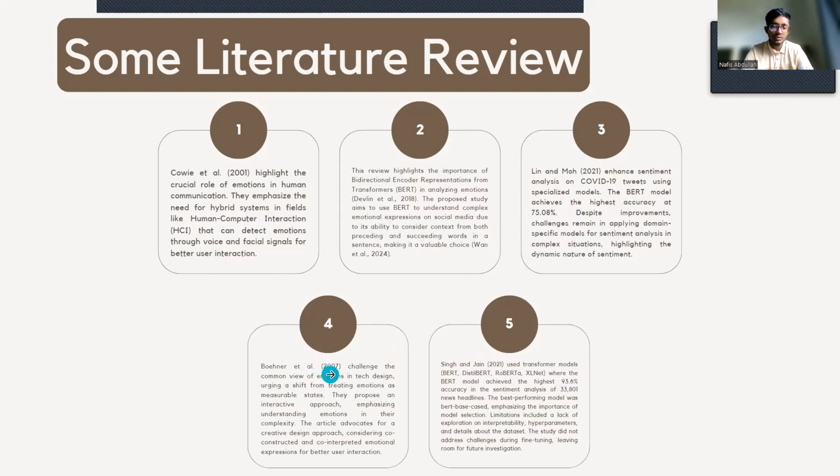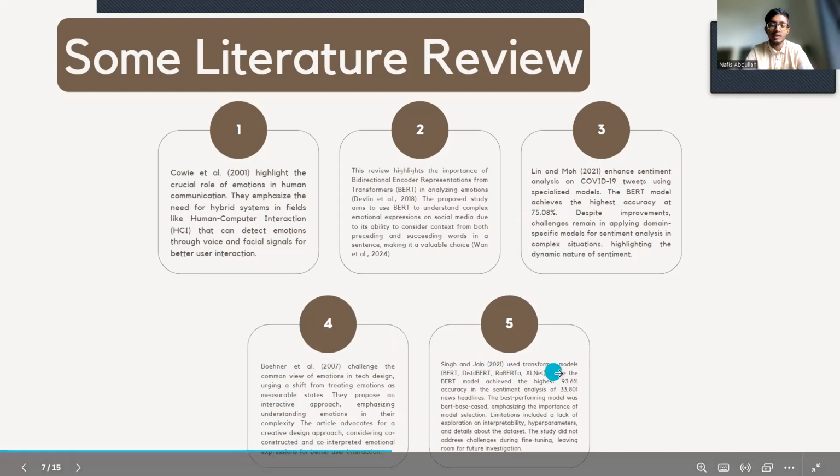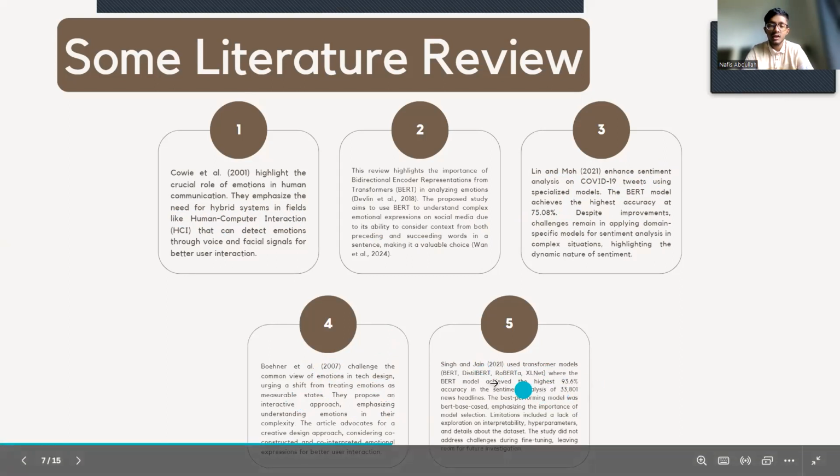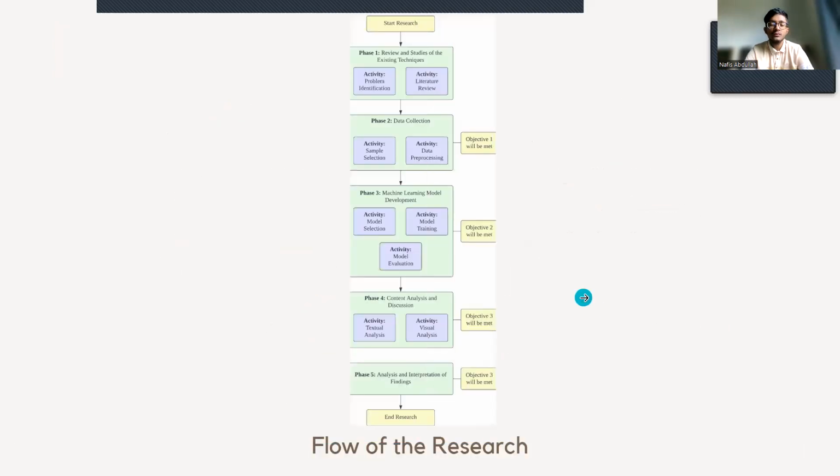Then Boehner in 2007 challenged the common view of emotion in tech design, urging a shift from treating emotions as measurable states. Then Singh and Zain in 2021 used transformer models BART, DistilBERT, RoBERTa, XLNet, where the BART model achieved the highest accuracy of 93.6%. So this is the flow of the research.